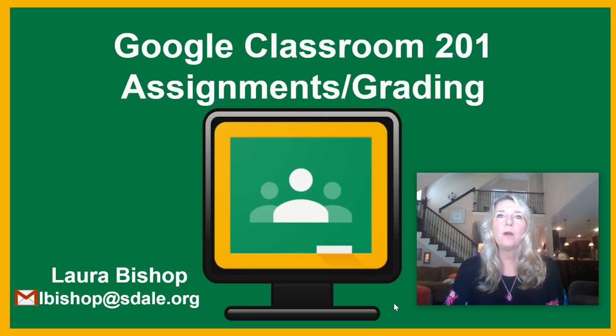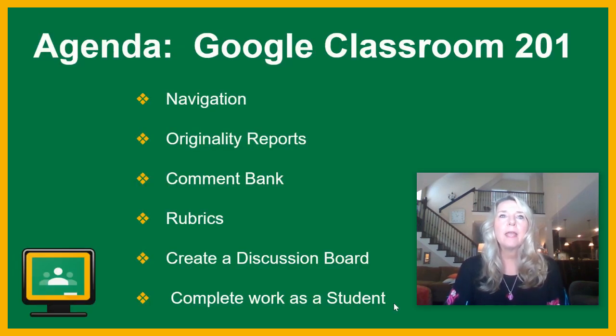In Google Classroom 101, we got started by setting up a classroom, creating an assignment, turning in work as a student, and then giving that work a quick grade. In today's tutorial, we'll take a look at navigating the classroom, a more in-depth look at the classwork, assignment types, and grading. Some of the grading features we'll look at will include the originality reports, the comment bank, and rubrics. We'll create a discussion board, and all the while, we'll be switching between the student and teacher views. Let's get over to Google Classroom and get started.